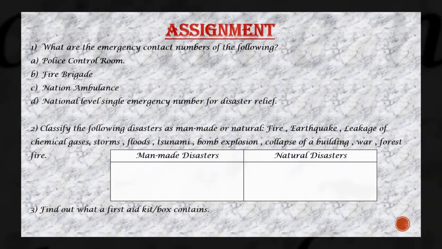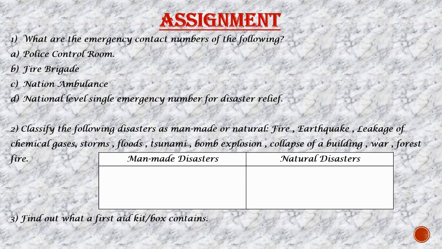Now students, this is the assignment for you all. You have to answer these questions. The first question for the assignment is, what are the emergency contact numbers of the following? A. Police control room. B. Fire brigade. C. National ambulance. D. National level single emergency number for disaster relief.